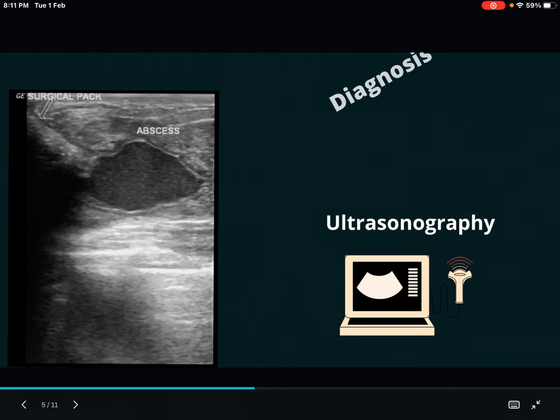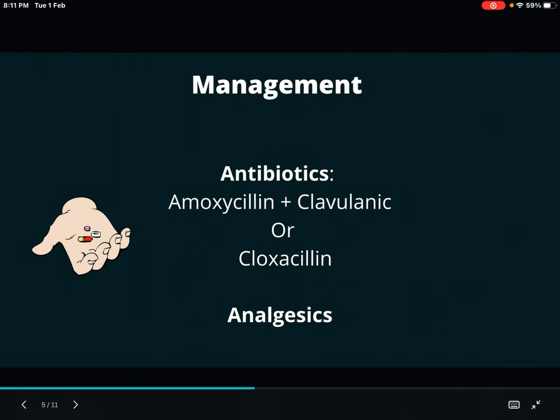Now let's go for the management part. Coming to the management, the mainstay management is antibiotics. That is amoxicillin plus clavulanic acid, or cloxacillin can also be used. So the mainstay treatment is antibiotics. Along with antibiotics, you can give analgesics also to the patient.